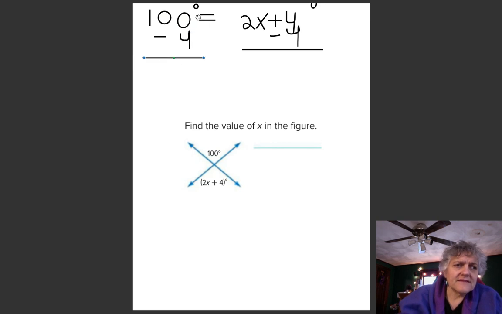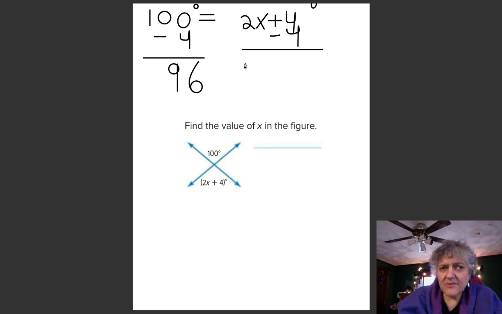Okay, and go ahead, 100 minus 4 is going to give us a lovely number of 96. And then if we have 2x, well, we can't do anything with that right now, so we're going to leave it as 2x. But plus 4 minus 4 is going to give us 0. So we're going to have 96 is equal to 2x.